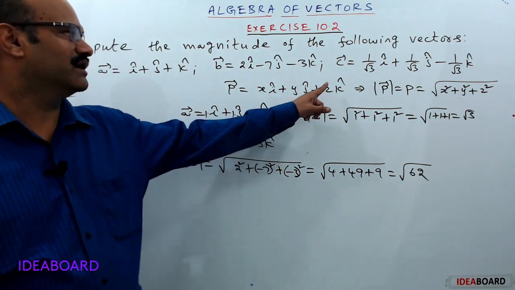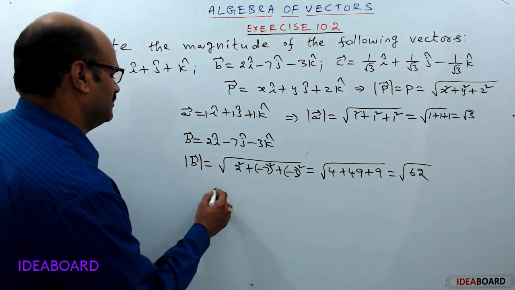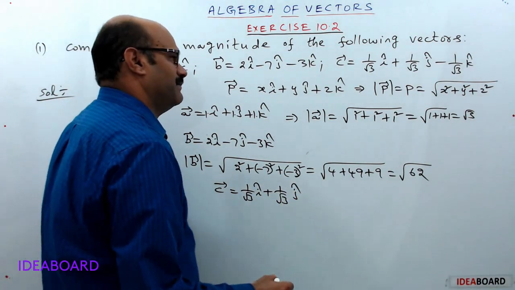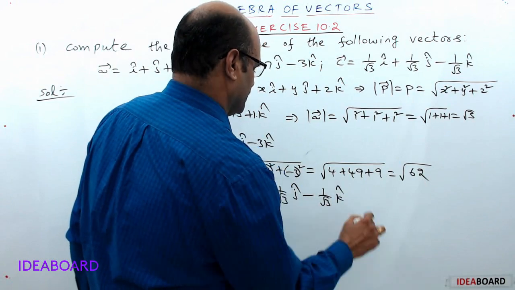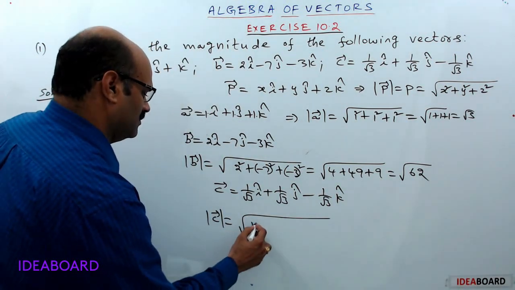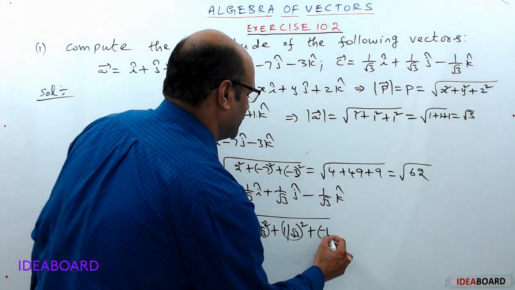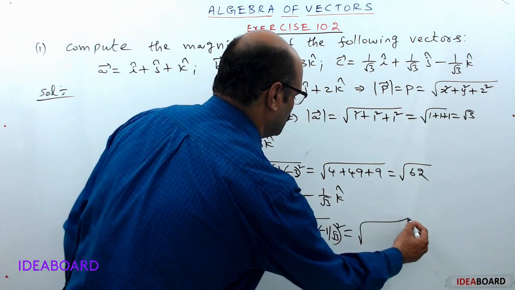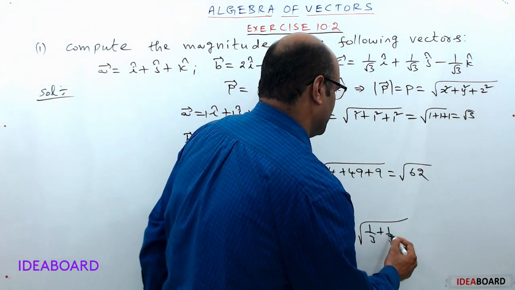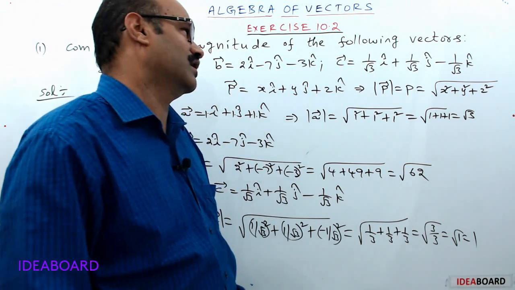Now we have one more vector, that is C vector. C vector equal to 1 by root 3 into i cap plus 1 by root 3 into j cap minus 1 by root 3 into k cap. Magnitude of C vector equal to square root of 1 by root 3 whole power 2 plus 1 by root 3 whole power 2 plus minus 1 by root 3 whole power 2, equal to 1 by 3 plus 1 by 3 plus 1 by 3. Square root of 3 by 3, square root of 1 equal to 1.